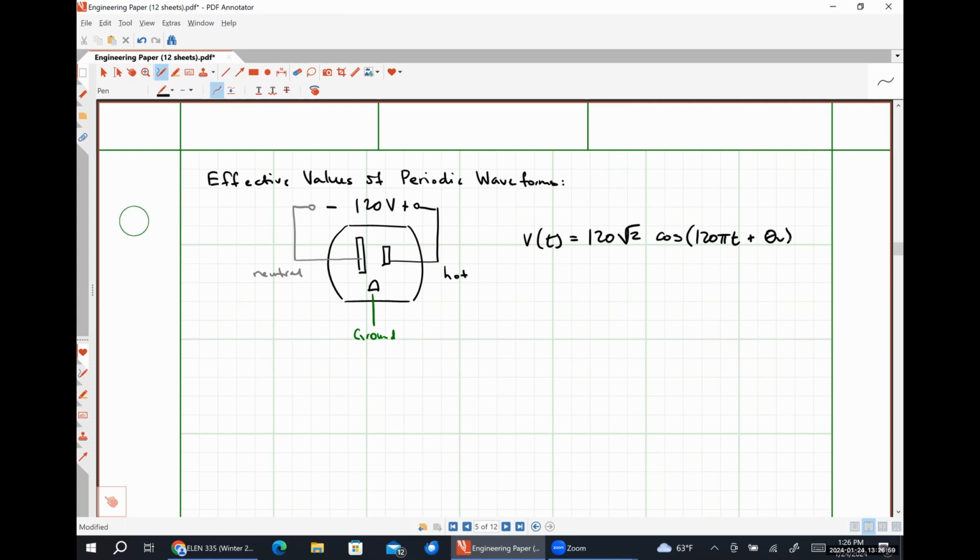The 120 volts that we commonly hear is what's called the RMS voltage. And it is the effective value of this sinusoidal periodic waveform. So instead of carrying around all of this information, we choose to only carry around a part of it. Okay, so let's talk about what that part of it actually represents.